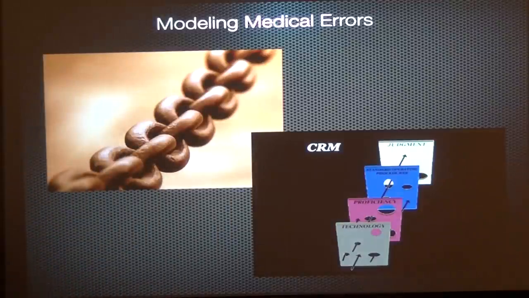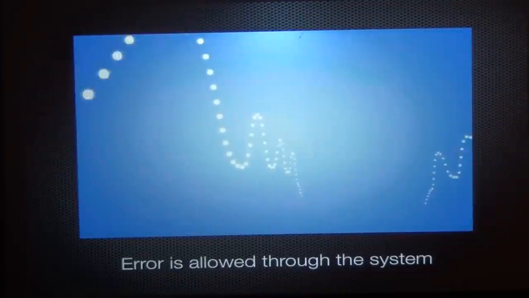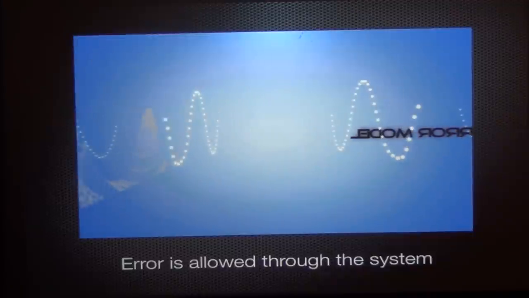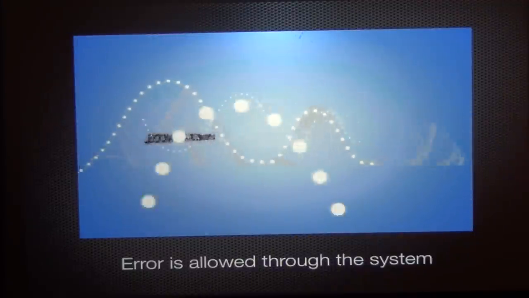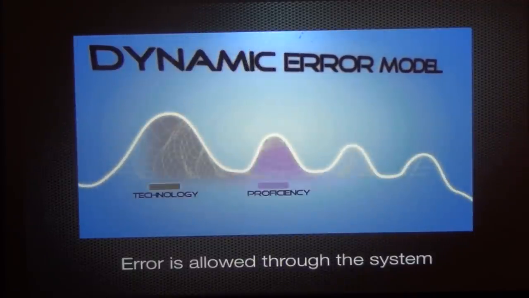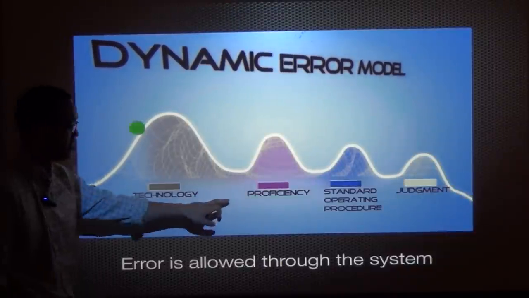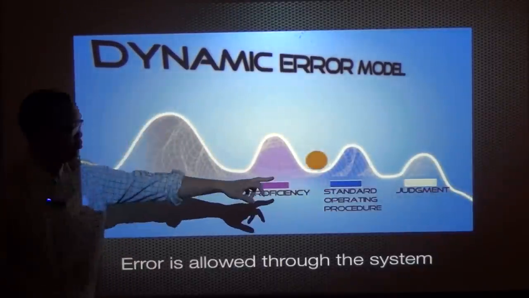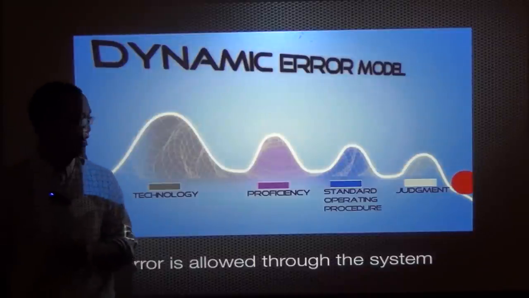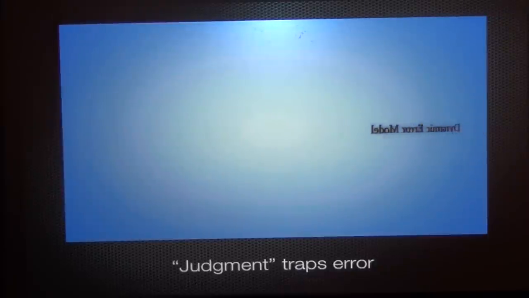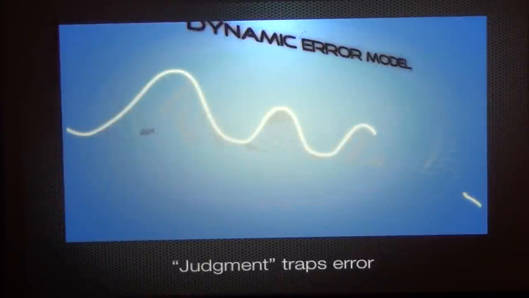The 1990s or early 2000s model is dynamic error modeling. So the error comes through from screen left to screen right, okay? Represented by a ball. If the ball reaches the end of the screen, harm is done to the patient. And any hospital or healthcare facility has technology, proficiency, SOPs, and judgment. And what we're really talking about is judgment and human factors, and whether you can combine your team's brain power, which is significant, to create good team judgment. So that error got through, harm's done.